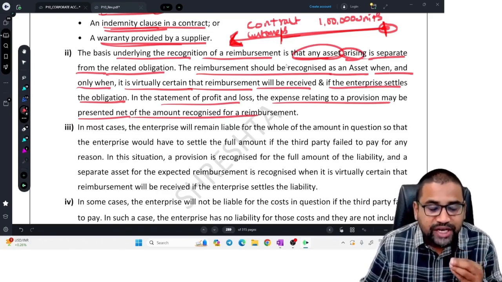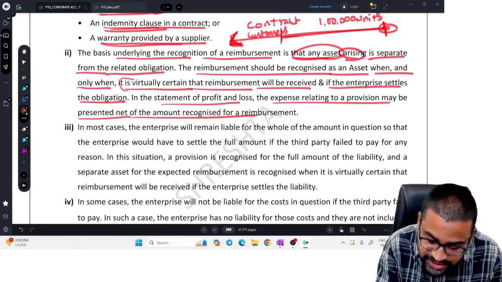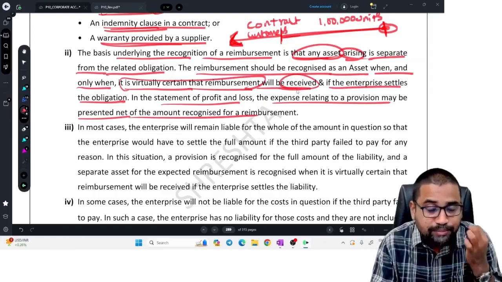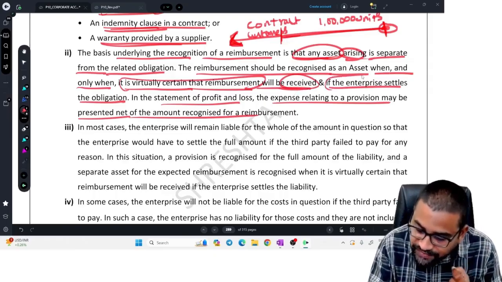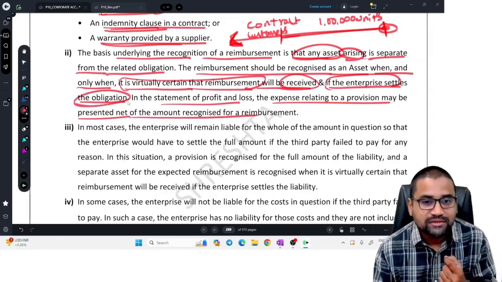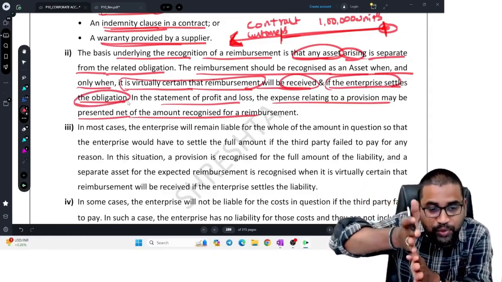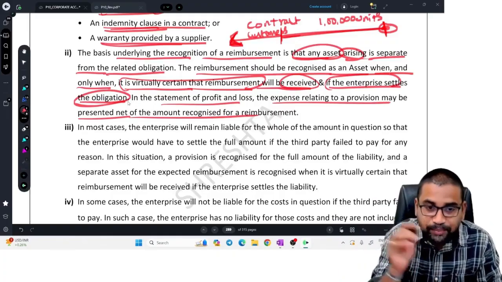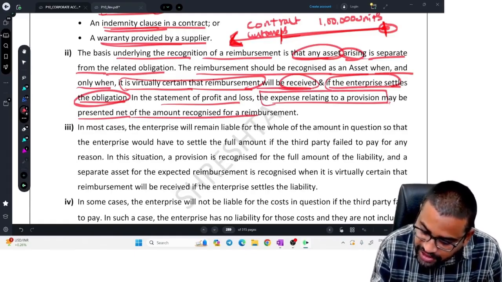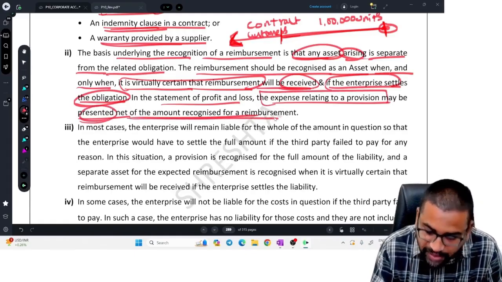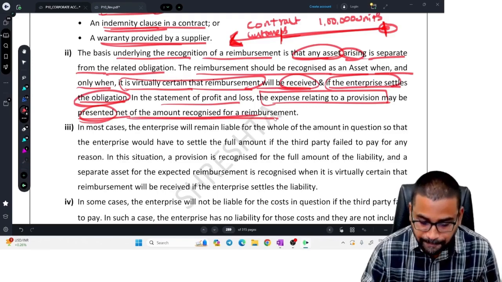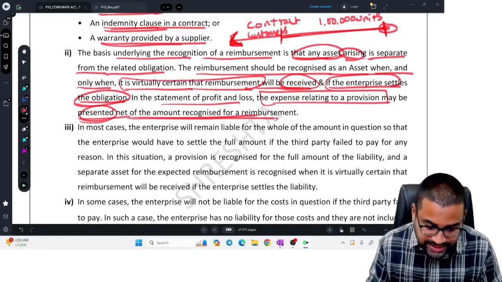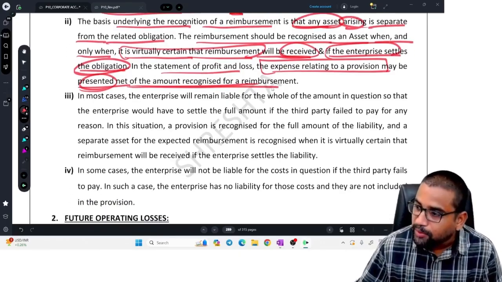So we treat it as an asset only when it is virtually certain that reimbursement will be received. We are going to receive this amount. It should be absolutely certain, virtually certain. And if the enterprise settles the obligation, we are going to settle this obligation, corresponding to which we received this reimbursement amount. And in the P&L account, the expenses relating to the provision may be presented net of the amount recognized for reimbursement. So these expenses we are going to adjust with this reimbursement amount.